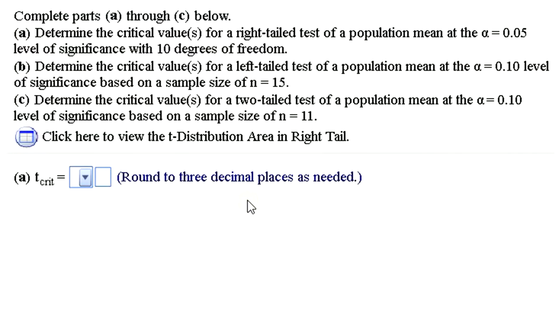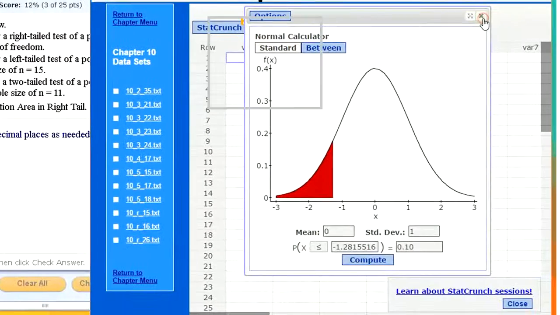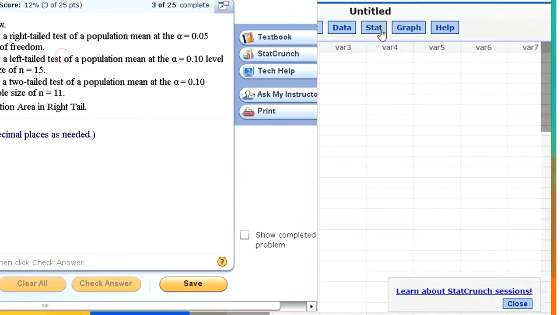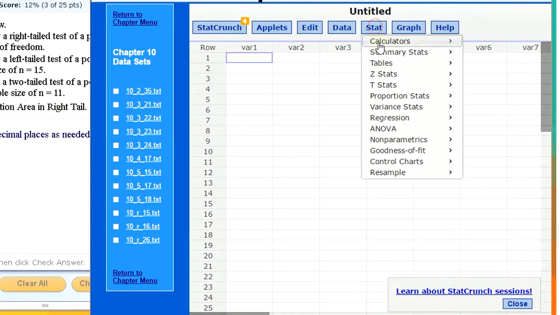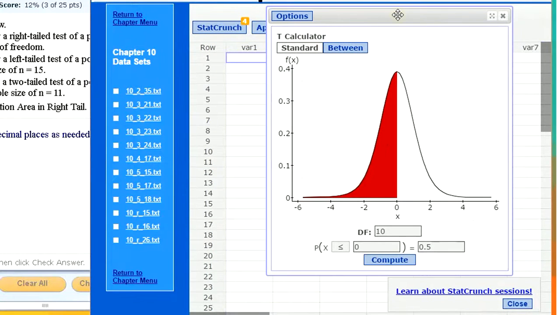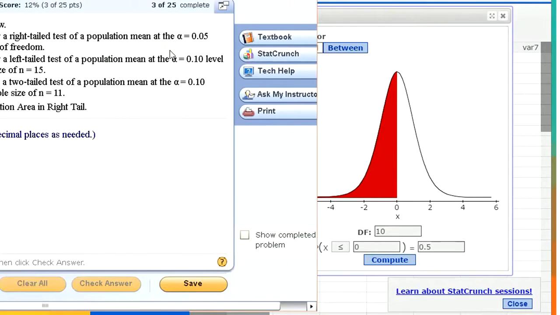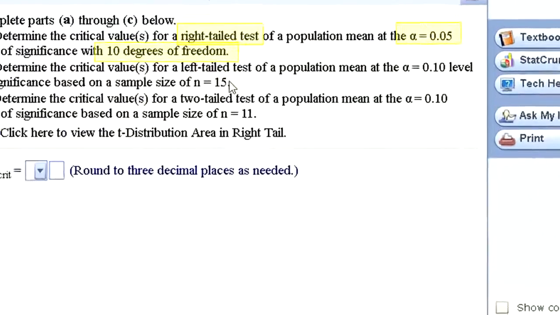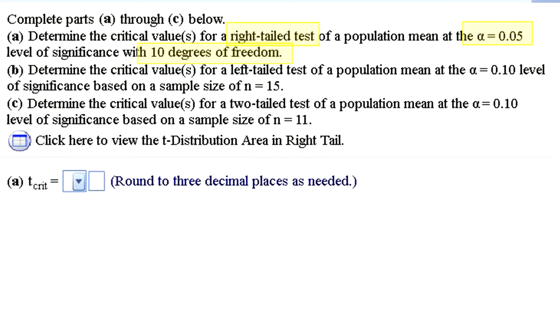So let's see, we want to find some critical values for doing a t-test. So going back to StatCrunch, for the t-distribution, I'm going to look up the t-calculator under calculators, the t-distribution. For these, we have to set the degrees of freedom, and I have to fix the tail to be the right way. So the first one, I'm looking at the critical value for a right-tailed test for a population mean at alpha 0.05 with 10 degrees of freedom.